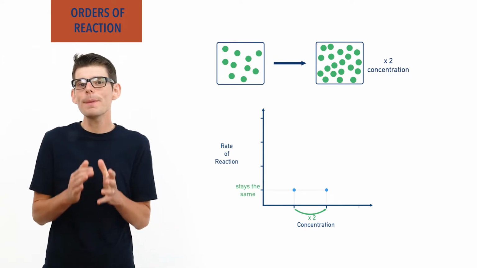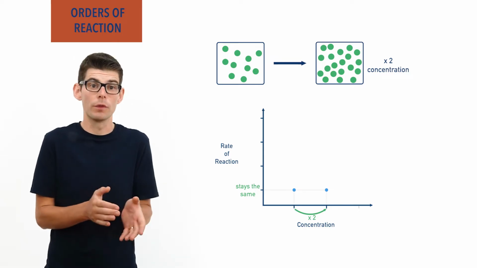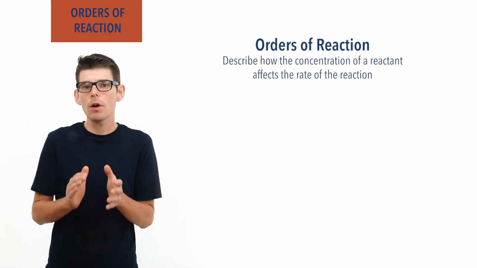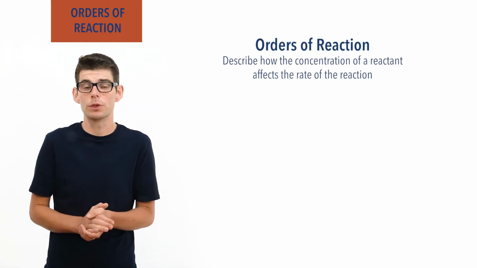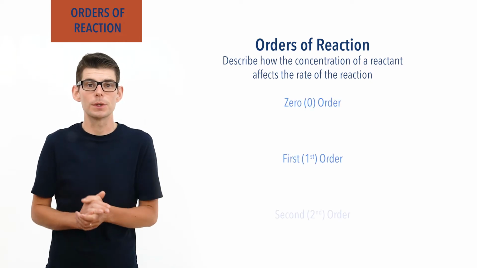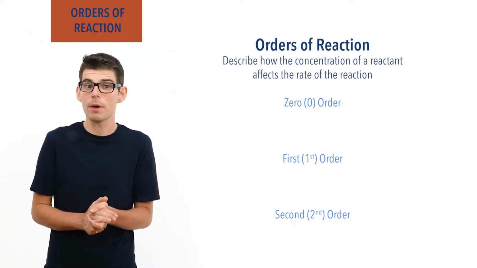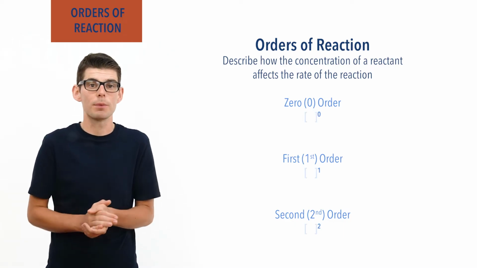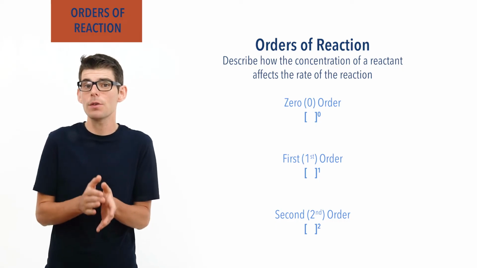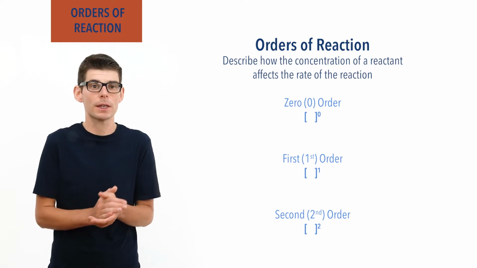We describe how the rate of a reaction is linked to the concentration of a reactant using orders of reaction. There are 3 orders of reaction that you should know: 0 order, first order, and second order. They are written as a small number as a superscript to the reactant in square brackets. We describe a reaction as being 0, first or second order with respect to a particular reactant.